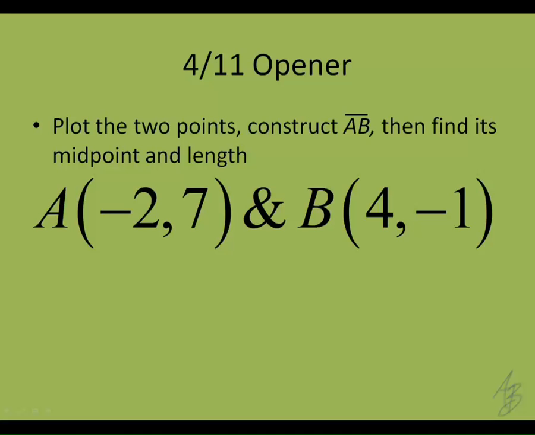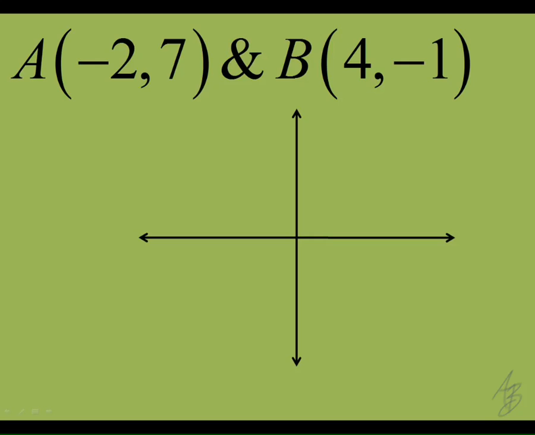All right, so we want to find the midpoint of segment AB, and we want to find the length of segment AB, which is the same thing as finding the distance from point A to point B. The first thing I would do for either one of those things would be to plot them. So what I'm going to do here is put this on a coordinate plane and plot the points. So who can help me with plotting the points, where all this stuff should go?